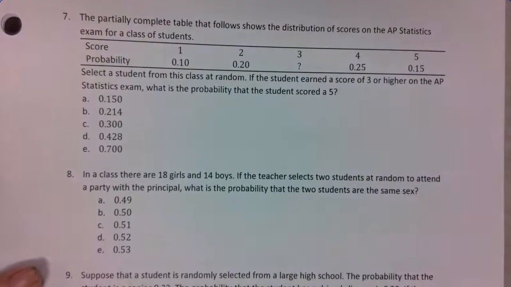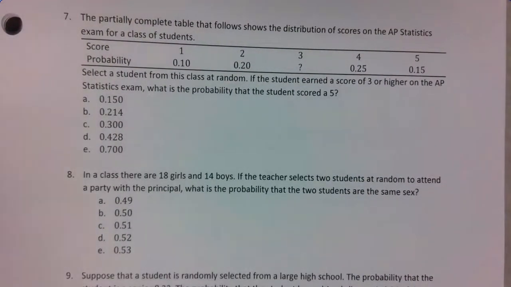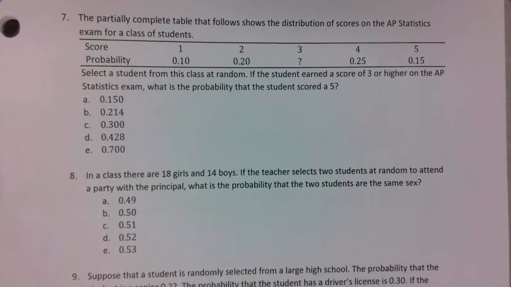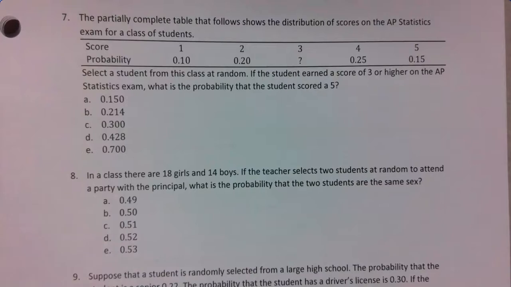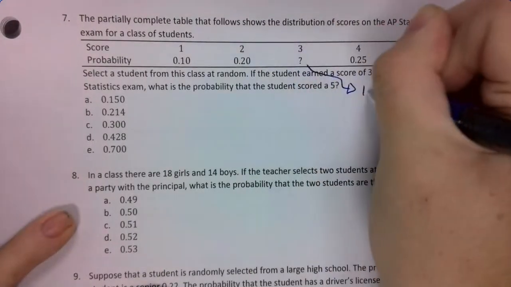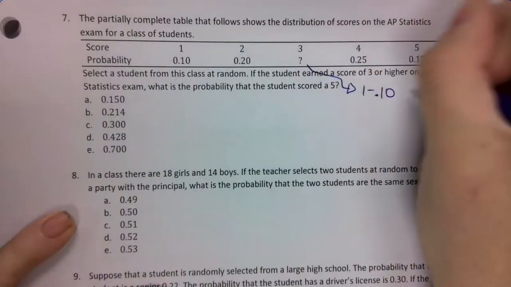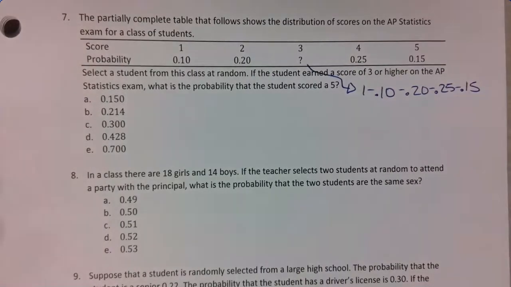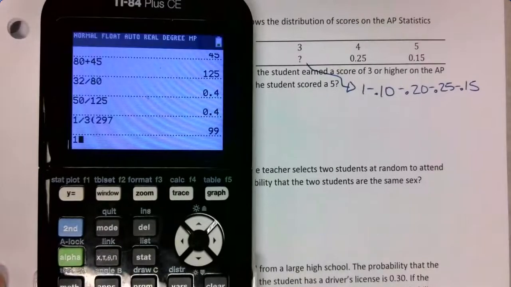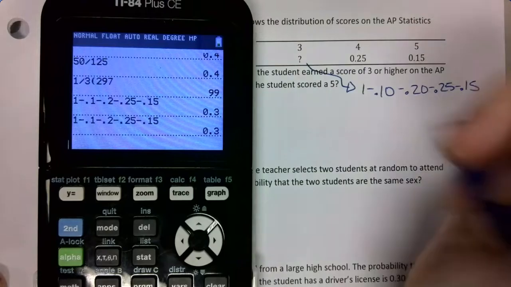Moving on. Number 7 says the partially complete table shows the distribution of scores on the AP Statistics exam for our class of students. So it gives me this, and then it has a question mark for number 3. Before I even get started on this problem, I want to find that missing value. I know these need to add up to 1, so I'm going to do 1 minus all of my known probabilities. So minus 0.10, 0.20, 0.25, and then 0.15. And then I will type this on the calculator. Oops, I did not mean to type that twice. Which gets me 0.3.